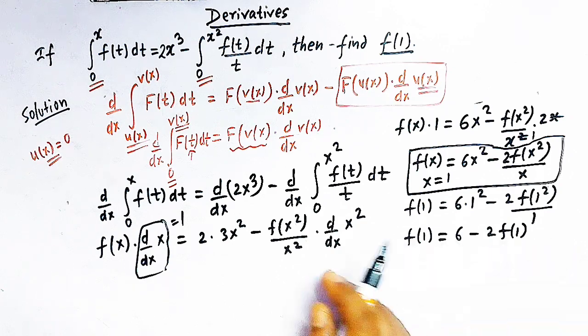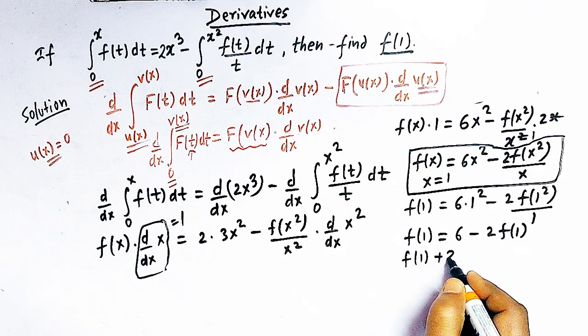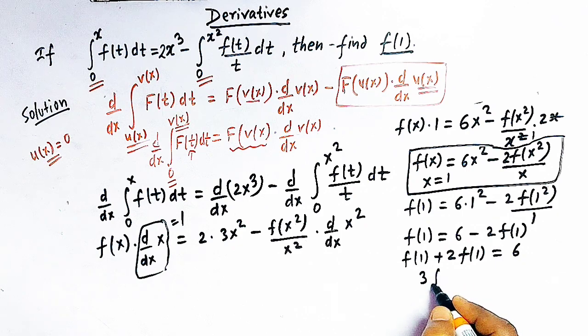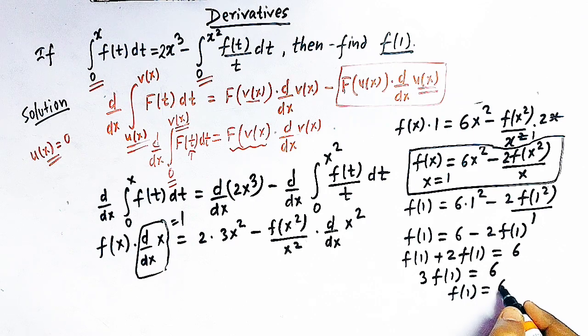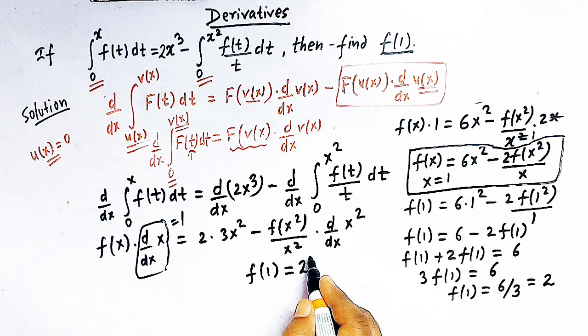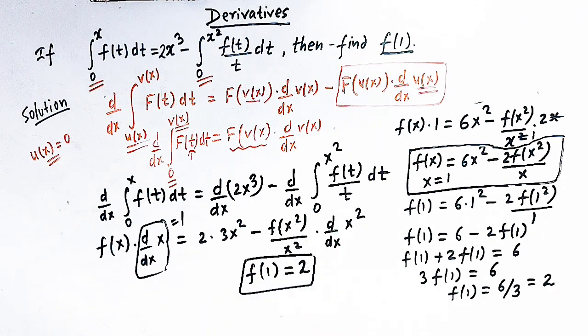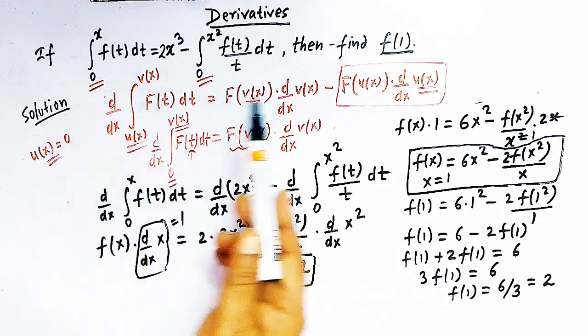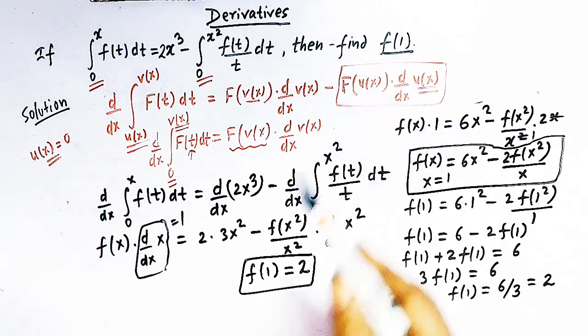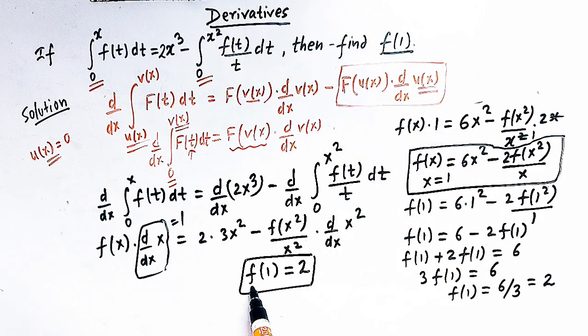So taking this term to this side, we have f of 1 plus 2 times f of 1 is equal to 6. So this is 3 times f of 1 is equal to 6. F of 1 is equal to 6 over 3, that is 2. So the required value of f of 1 is equal to 2. So viewers, this is how by making use of Newton-Leibniz integral rule, we can find out the value of f of 1, and the value of f of 1 in this case is equal to 2.